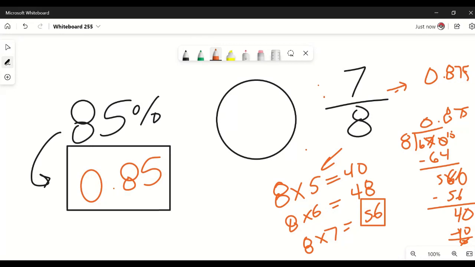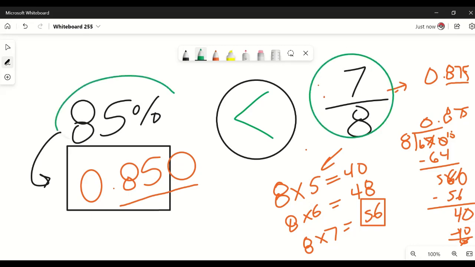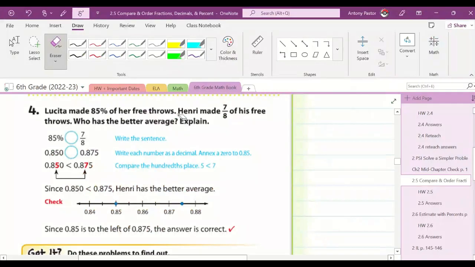When comparing the two, I can add a 0 here. This becomes 850, 875. Technically, 875 is the larger number. Therefore, going back to our original problem, 7/8 is greater than 85%. Or, reading from left to right, 85% is less than 7/8. But this was a word problem, so this deserves a word answer.